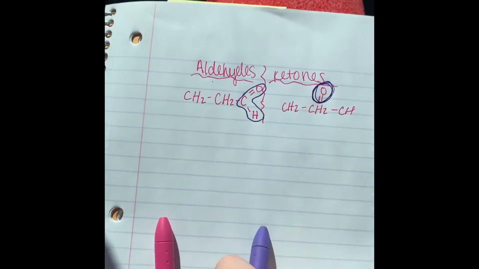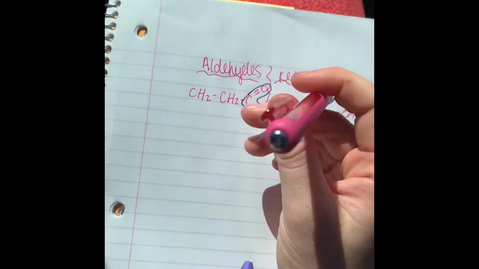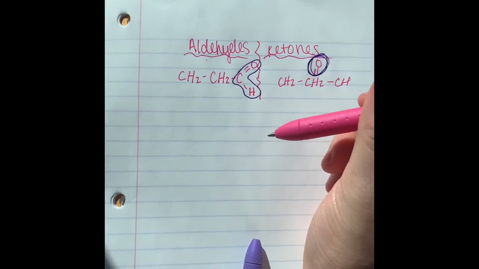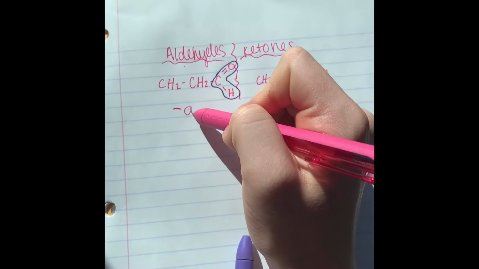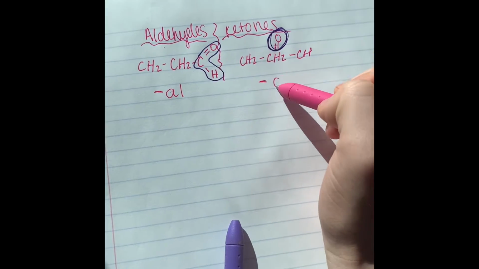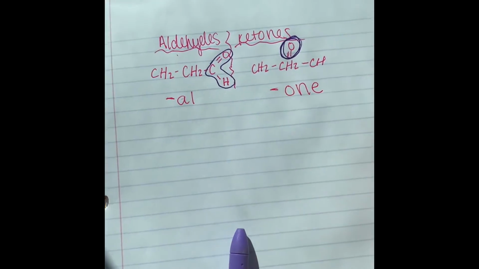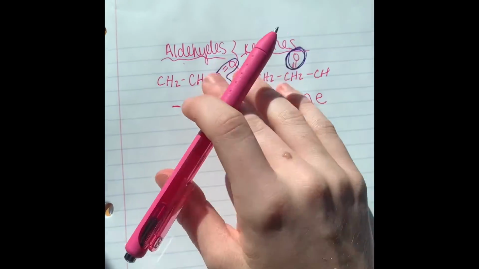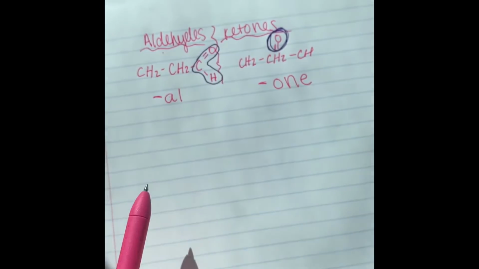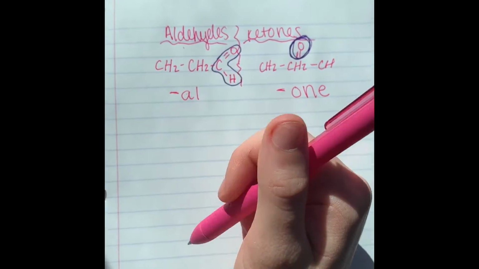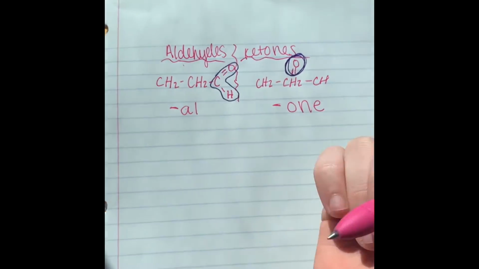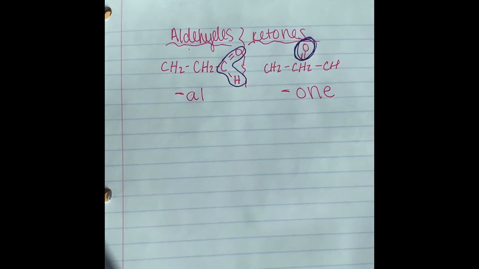And then the differences in the way that they're written out in IUPAC is that aldehydes are going to end in AL and a ketone is going to end in an ONE. But those are really the only two main differences that I really have to remember whenever doing these problems. So I'm going to give some examples and kind of explain them to you. So yeah, let's get started.